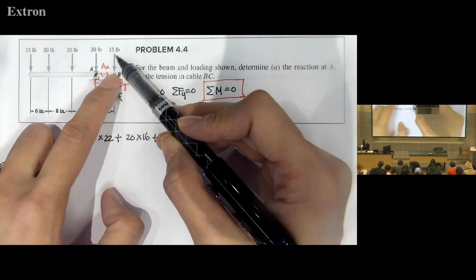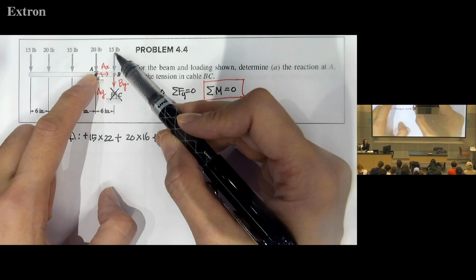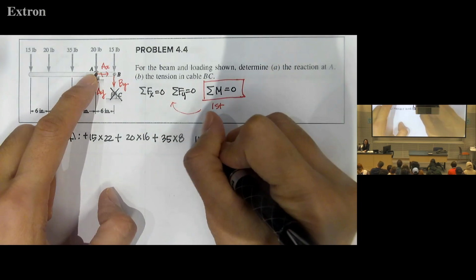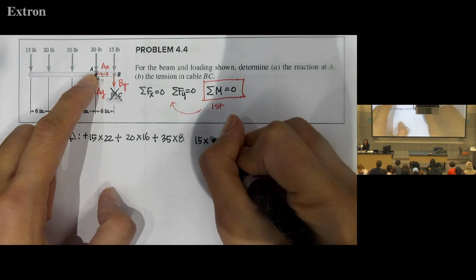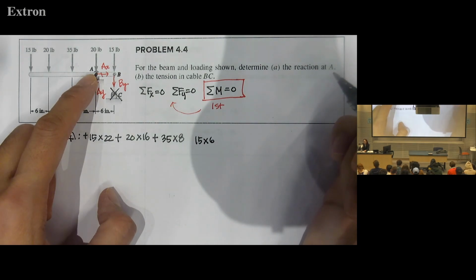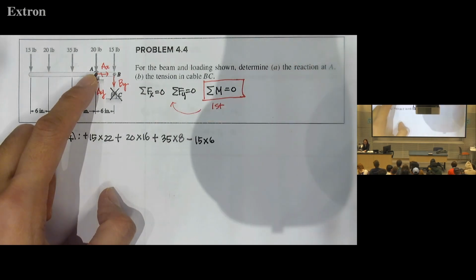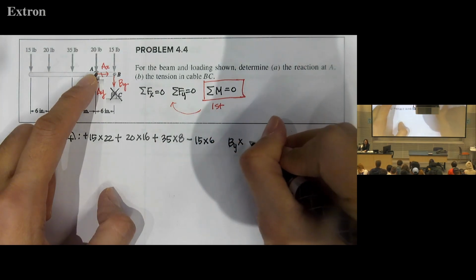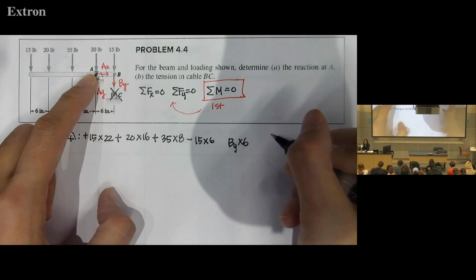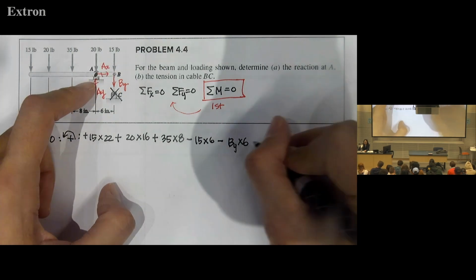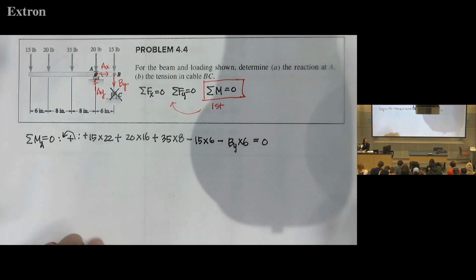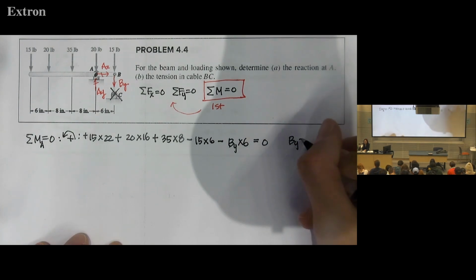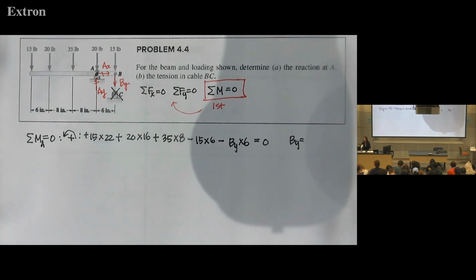And then next, 15, moment by 15. 15 times 6, plus or minus? Minus, great. And then the last one here, BY. BY times 6, and same direction, so minus. Okay, then if you have calculator, use calculator, and then to find what BY is.